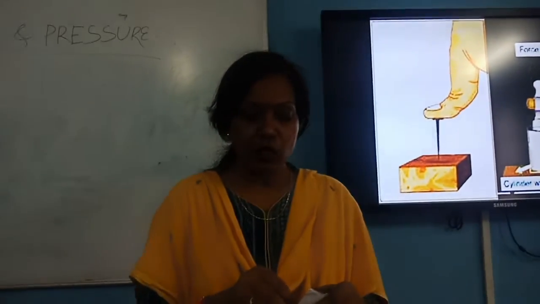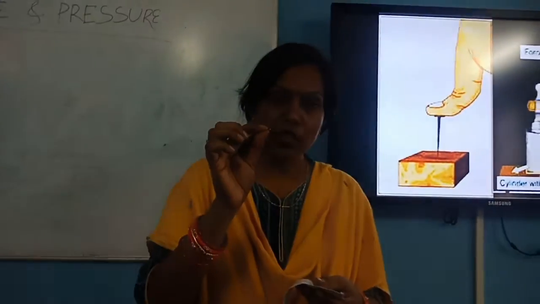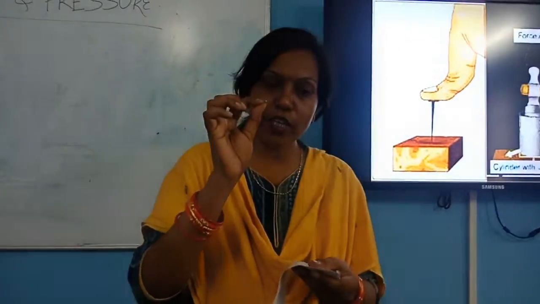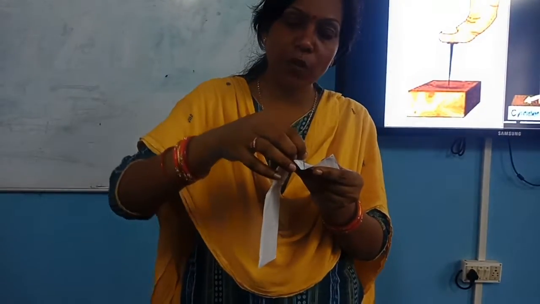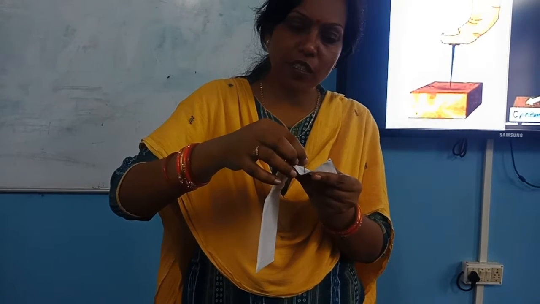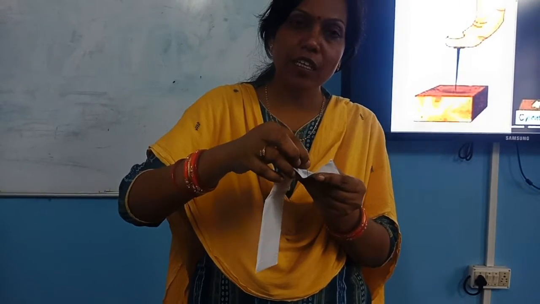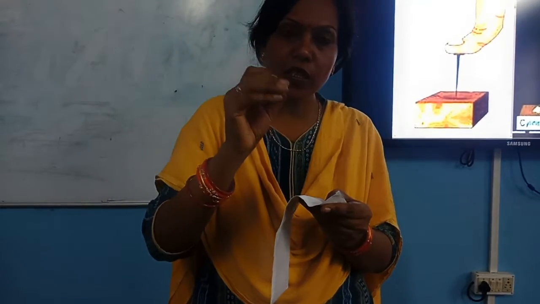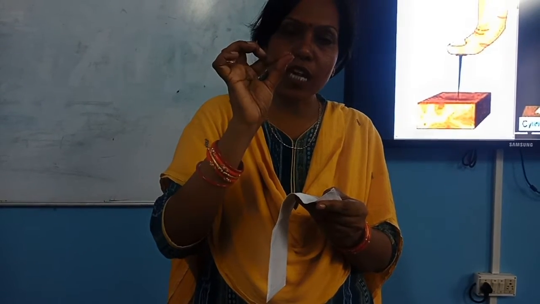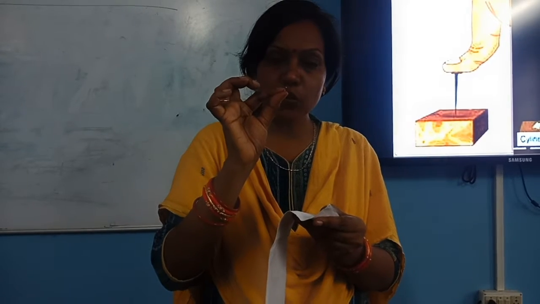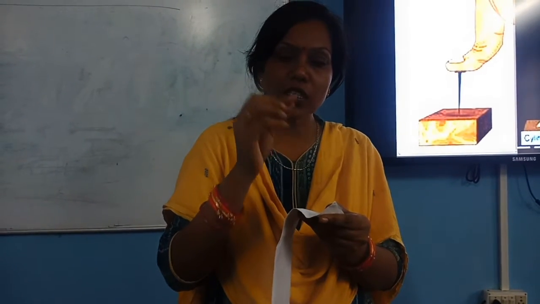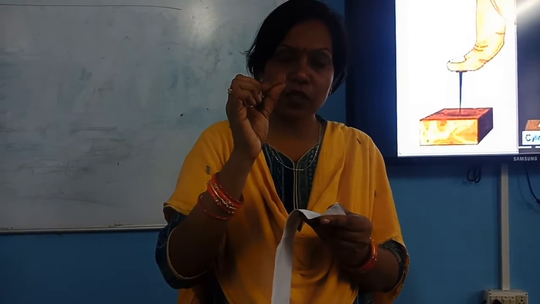It means when we put the broad end of the pin into the paper, its area increases. Here the force is the same, we apply the same force. But there is a difference in the area. The area of the head of the pin and the area of the sharp end are different. The area of the head portion of the pin is more than the sharp portion of the pin.